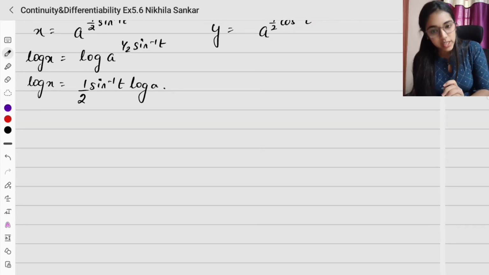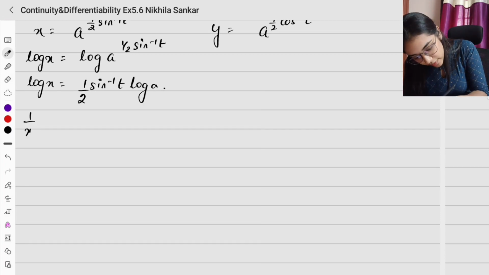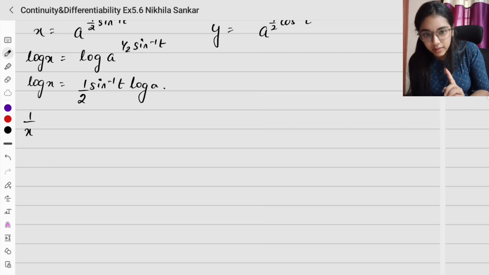Now we are going to take the derivative. In that question we simplified after taking the log. Now you have to take the derivative. So I have log x, whose derivative is 1 by x, but the variable of differentiation is t. You have to remember that your parameter is t here.